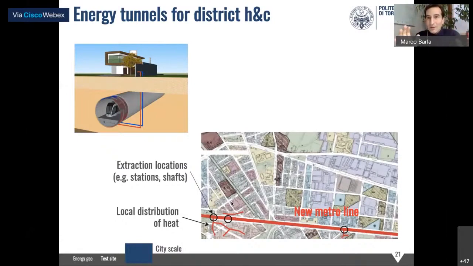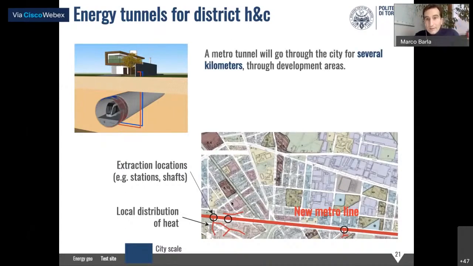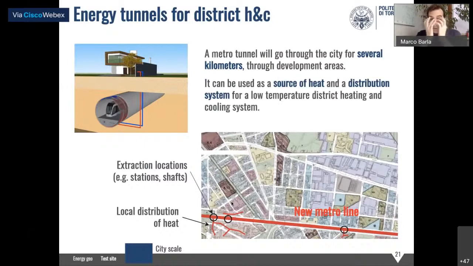Maybe I'm not using the right words, but I want to share the idea here more than use proper words. Okay, so that's the idea we tried to investigate. Because of course, if we are able to do this, then a metro tunnel, for example, line 2 of Turin Metro is 30 kilometers long. So that's really going from north to the south of the city.